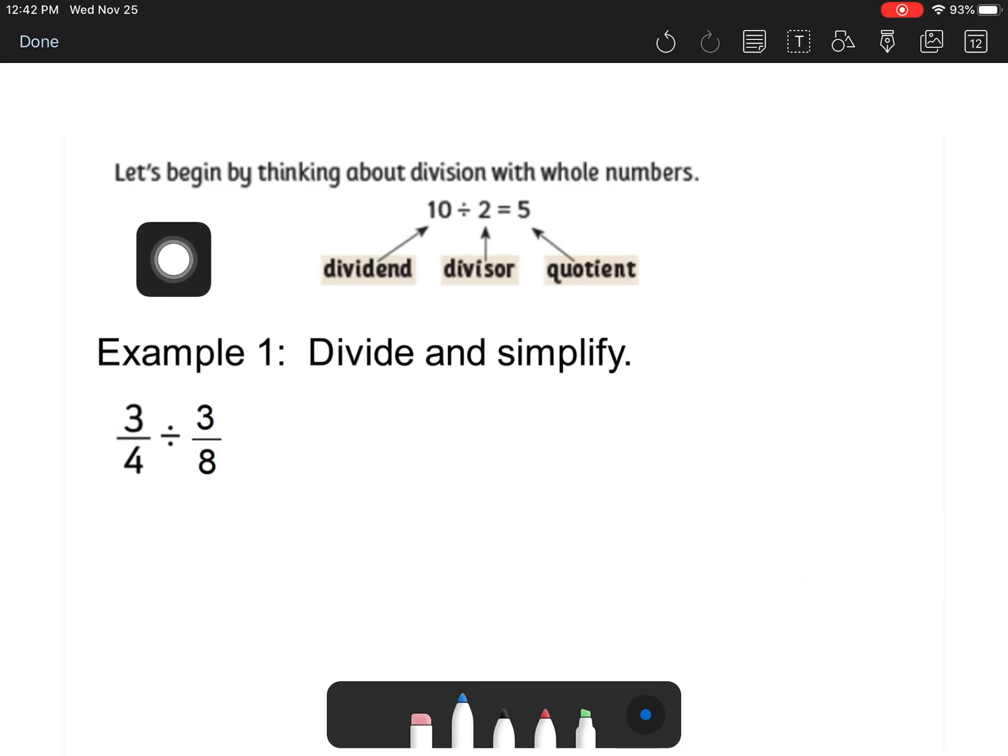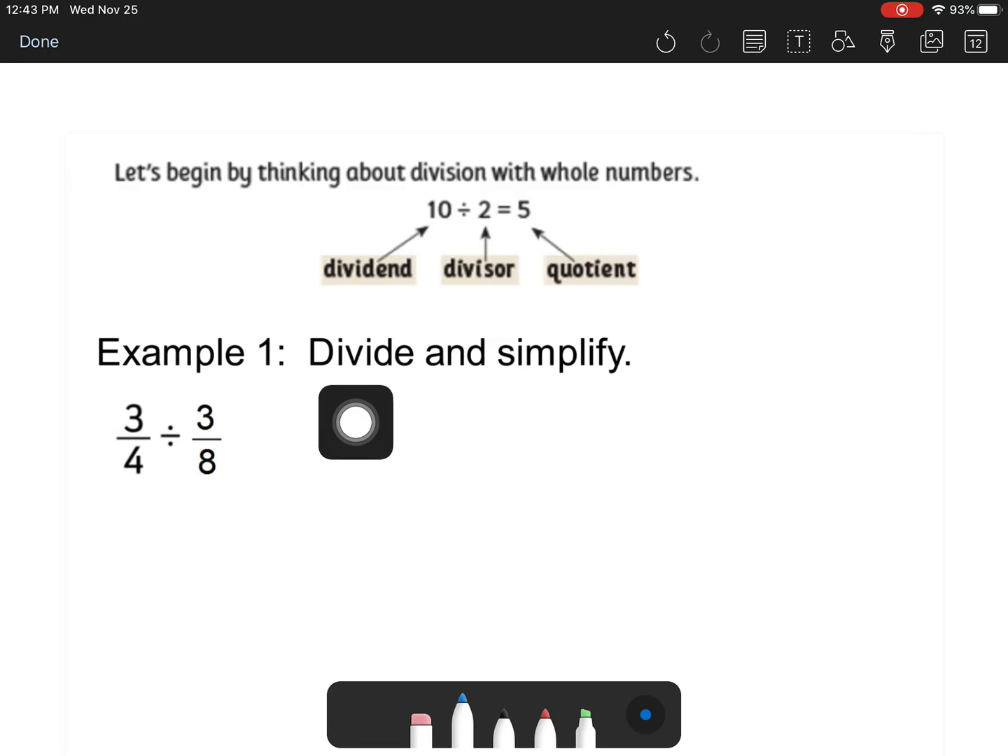Okay, so it says let's begin by thinking about division with whole numbers. So if we have 10 divided by 2 and we know that that's 5, just some terminology. The number that's being divided up is called the dividend. The number that you're dividing by is the divisor, and then the answer is called the quotient.